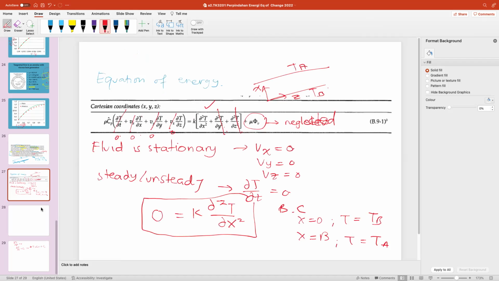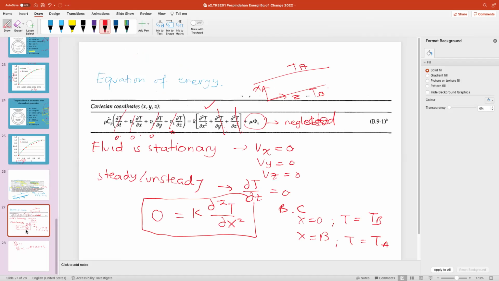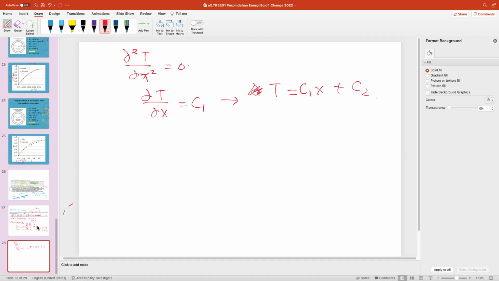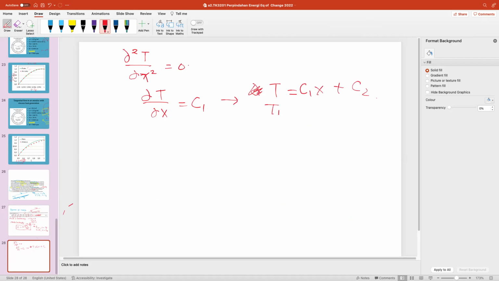Okay, and then we can add your boundary condition here to the equation. For example, when x equal to 0, T equal to TB. When x equal to b, T equal to TA. So C1b plus C2 and this one, TB. So we know that C2 is equal to TB.